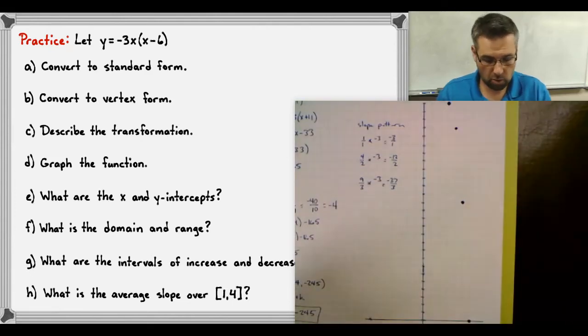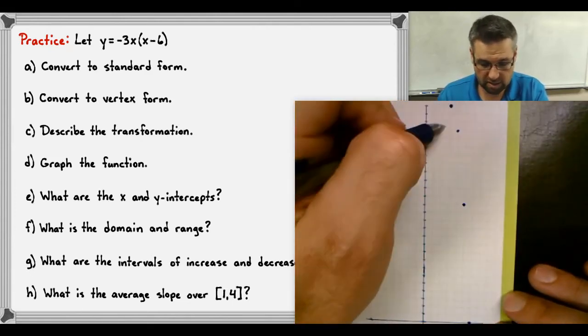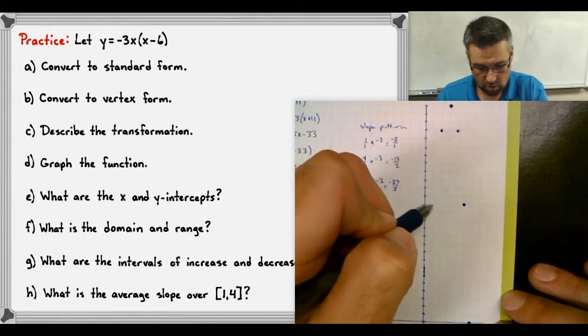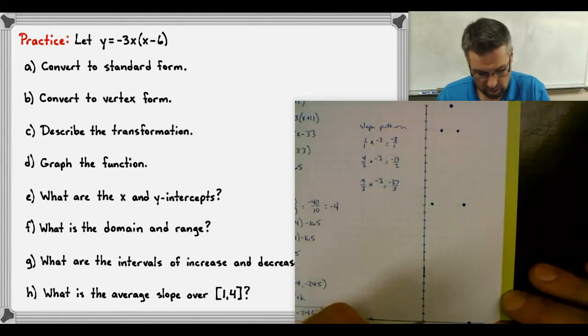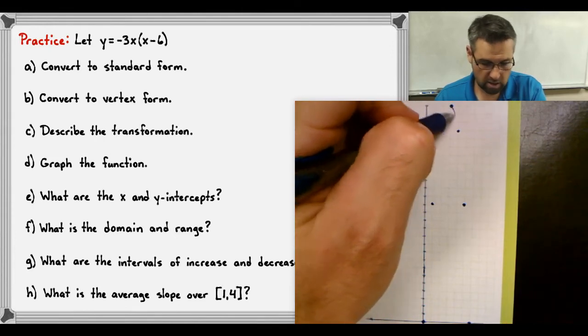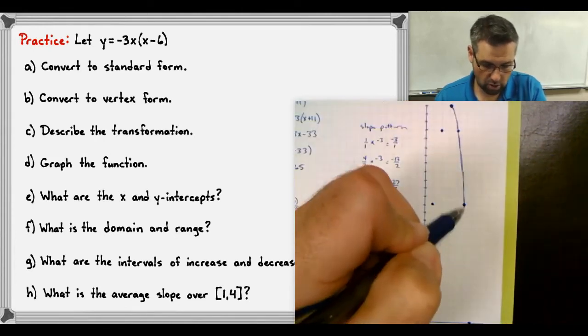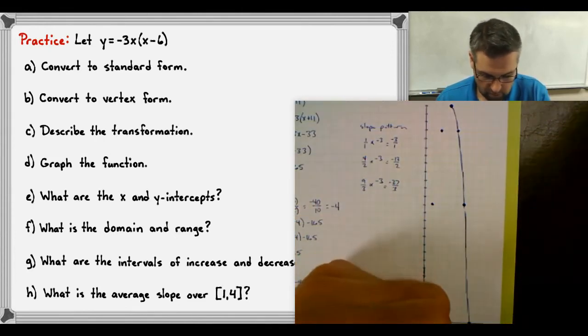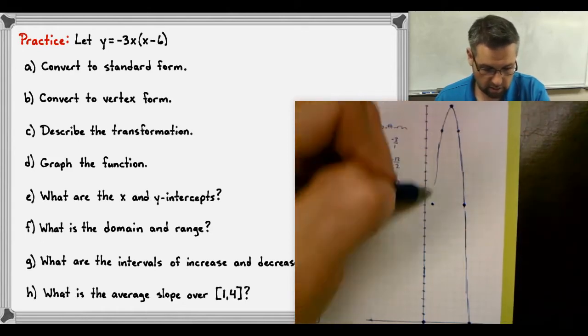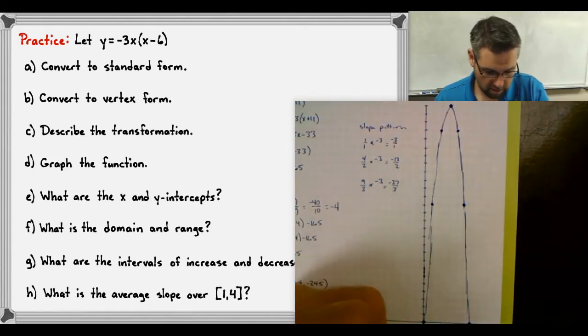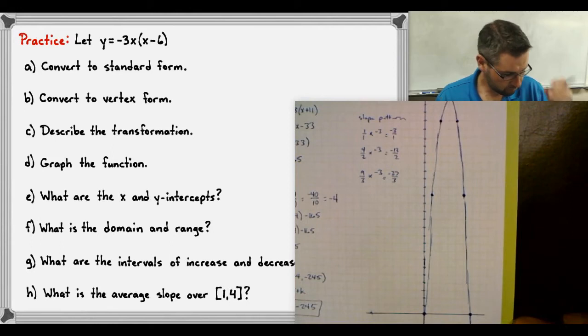Okay, and then we're going to reflect that over the axis of symmetry. So 1 point away, 2 points away, 3 points away, and then we do our best at drawing a parabola. So there we have our parabola for part D.